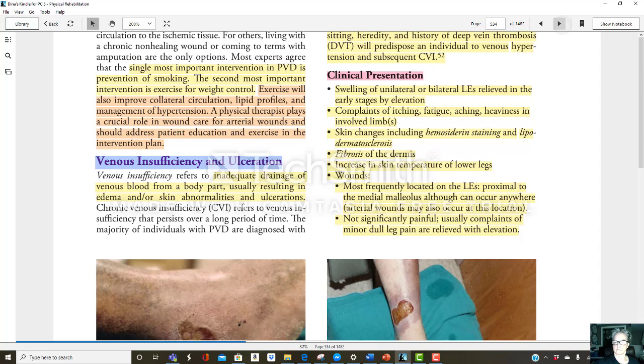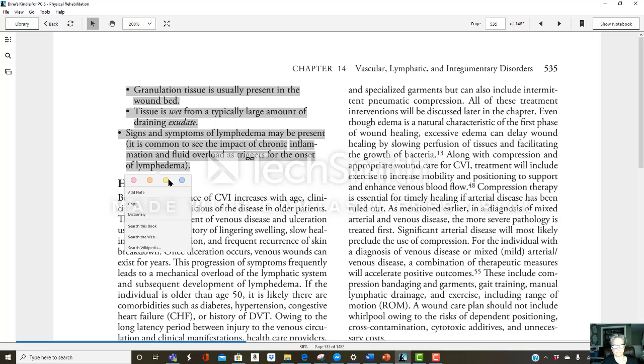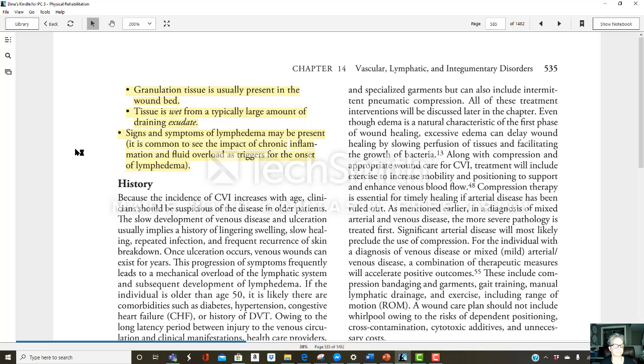Granulation tissue is usually present in the wound bed. Tissue is wet from a typically large amount of draining exudate. Signs and symptoms of lymphedema may be present. It is common to see the impact of chronic inflammation and fluid overload as triggers for the onset of lymphedema.